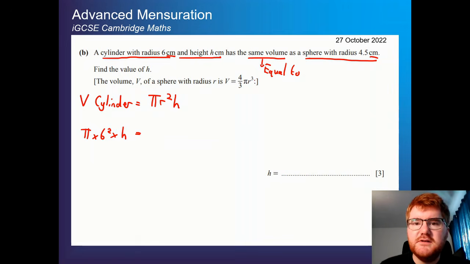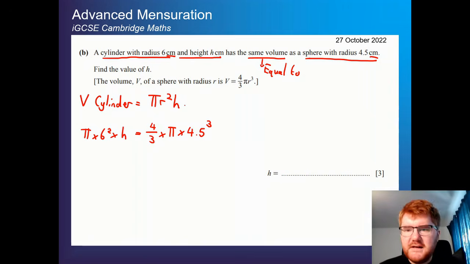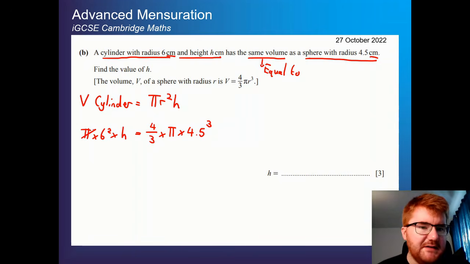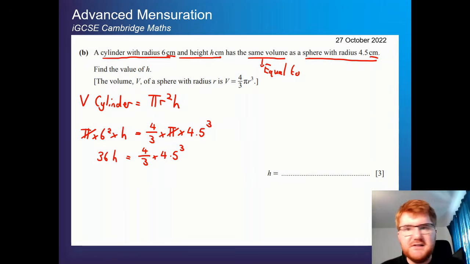And that's going to be equal to the volume of the sphere, which is going to be 4/3 times pi times 4.5 cubed. Okay, so at this stage, again, we see what can cancel and what can be removed. So the pi's cancel, which is very helpful. 6 squared is 36, so we get 36h equals 4/3 times 4.5 cubed. Again, not rushing to my calculator here, just working through the algebra to see what I can simplify. Well, I've almost got h now.